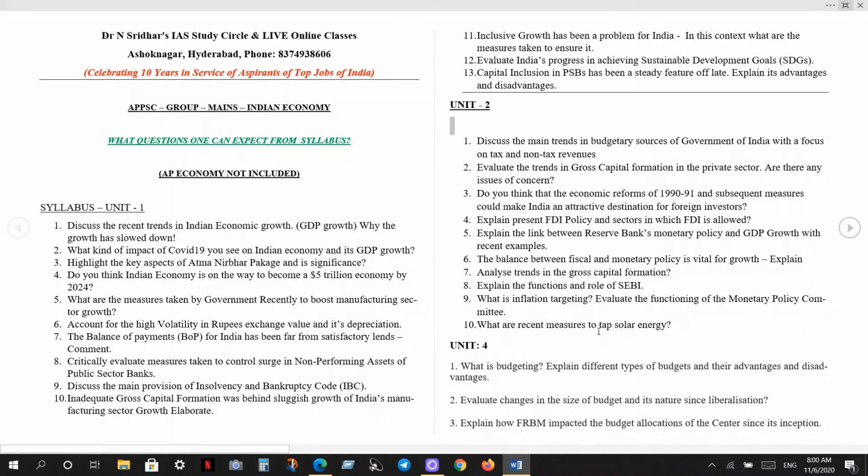There is always an overlap. For example, we are talking about gross capital formation. Here we are also talking about private capital, right? Private sector, GCF in the private sector, like that. You just need to master the technique of doing that.